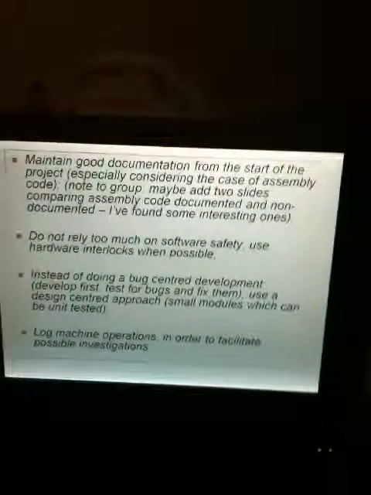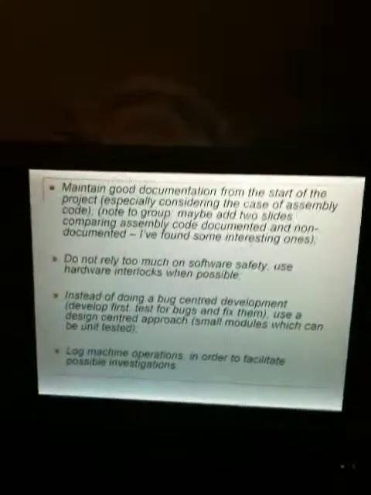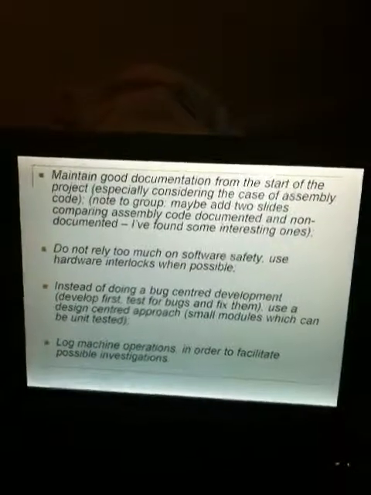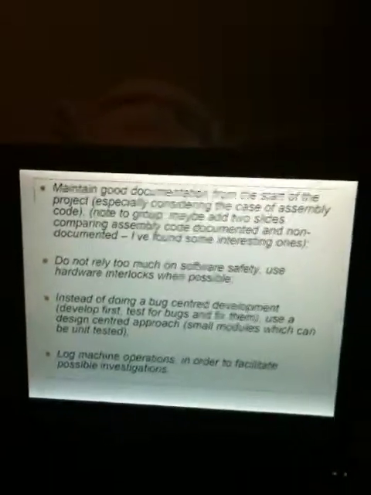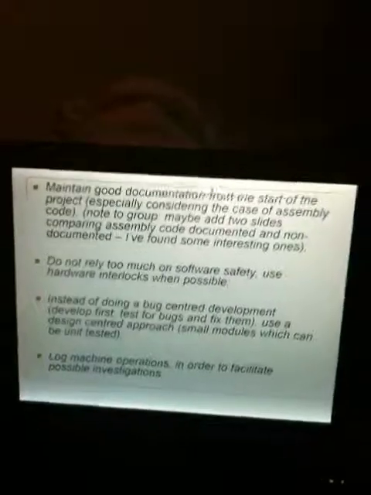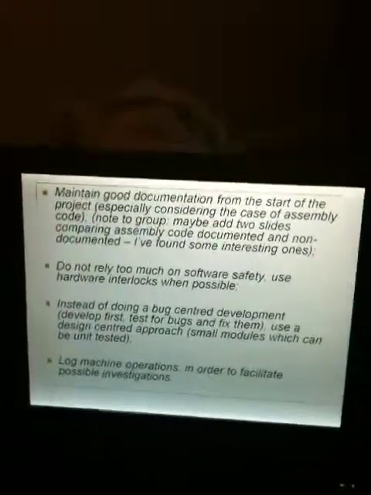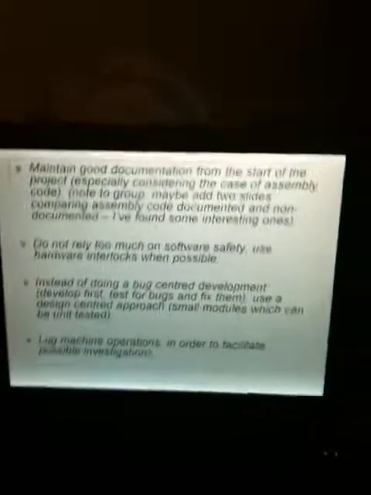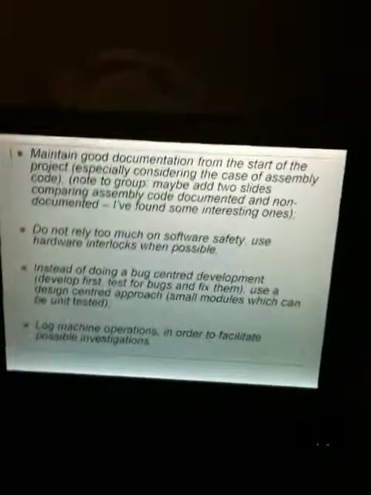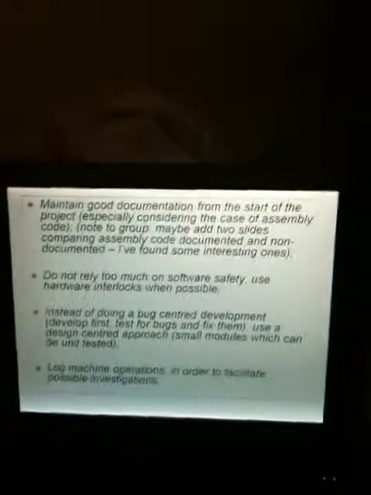And the last recommendation is to log machine operations in order to facilitate possible investigations. Of course, it's not good to assume that such a high-risk project is prone to errors, but it always is. It always is. It is programmed by humans, it is developed by humans, so it is error prone.